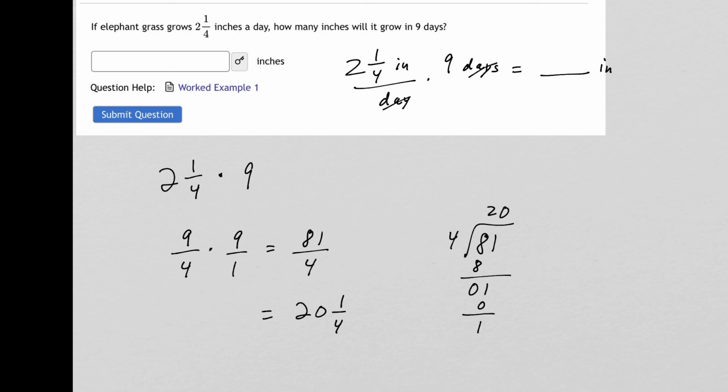Okay, so it looks like it's going to grow 20 1/4 inches if it grows for 9 days at a rate of 2 1/4 inches per day. And that makes sense, right? It's going to be much larger. If we would estimate this, we would say that's about 2, 2 times 9 is about 18. And we know it's a little bit more than 2, so we're getting a little more than 20. So that seems very reasonable for an answer.